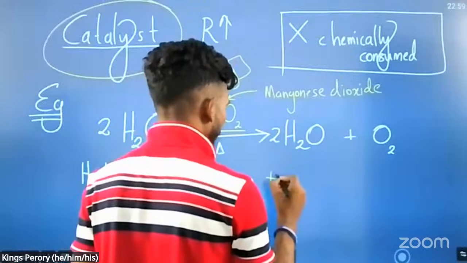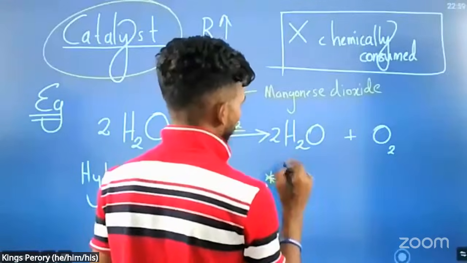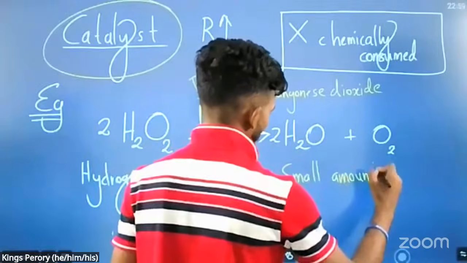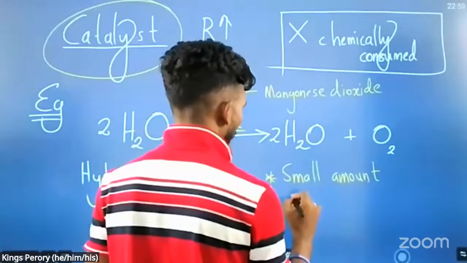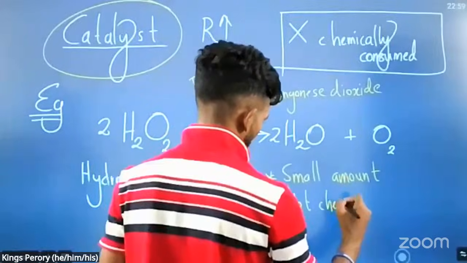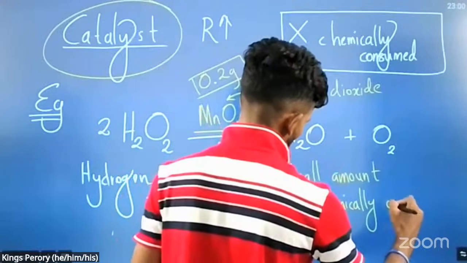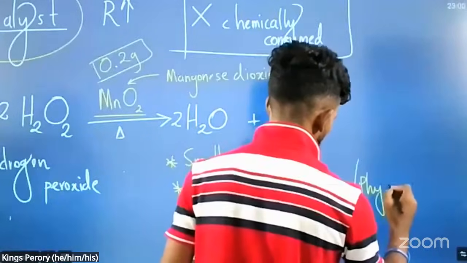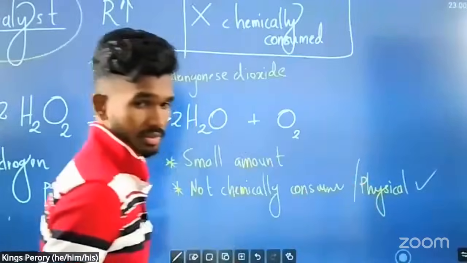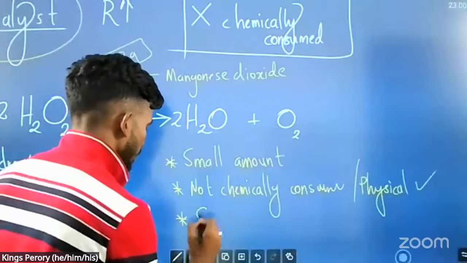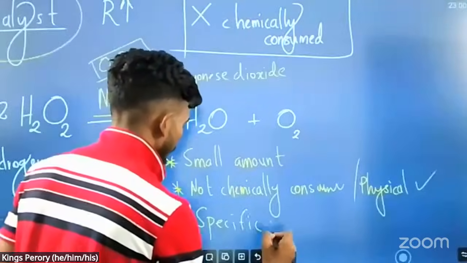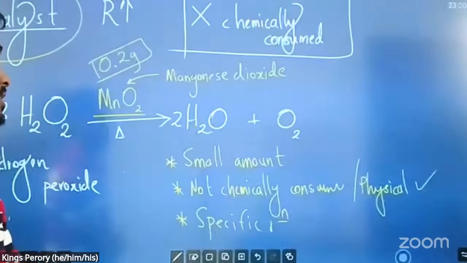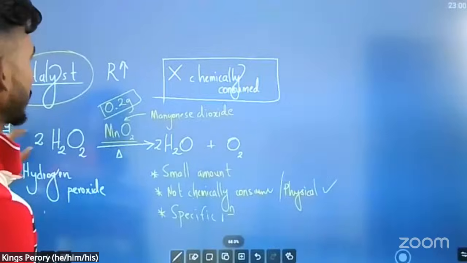Now, tell me the properties of catalyst. Number one, a small amount is required to catalyze the reaction, to increase the rate of reaction. They are not chemically consumed. But remember, physical state may change. Physically, they can get changed. Next, they are specific for a certain reaction. You can't use them for all reactions. Those are the special properties of catalyst. That's about catalyst. Keep that in mind.